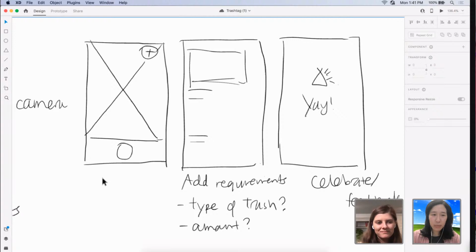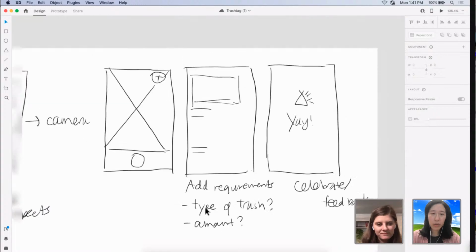And then after you take a picture, I know this is very scribbly, but that's just how I think in my head. After you take that photo, what do you do next? From there, you probably need some way to add requirements, so maybe the type of trash that's there, maybe the amount.